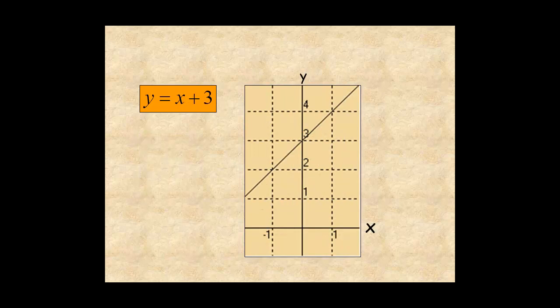For the equation y equals x plus 3, there doesn't seem to be a slope. You have to read this as y equals 1x plus 3. The slope is 1 over 1. So the line starts at 3 and goes up 1 and over 1 to the next point.